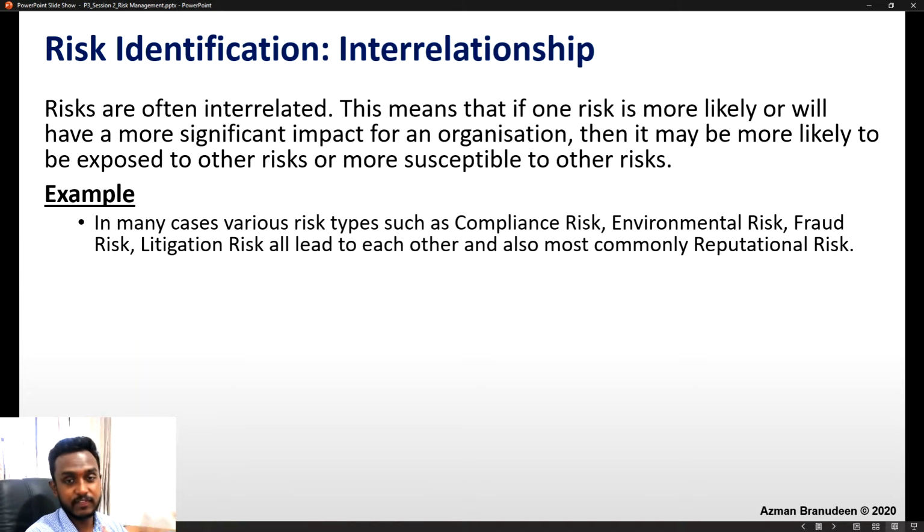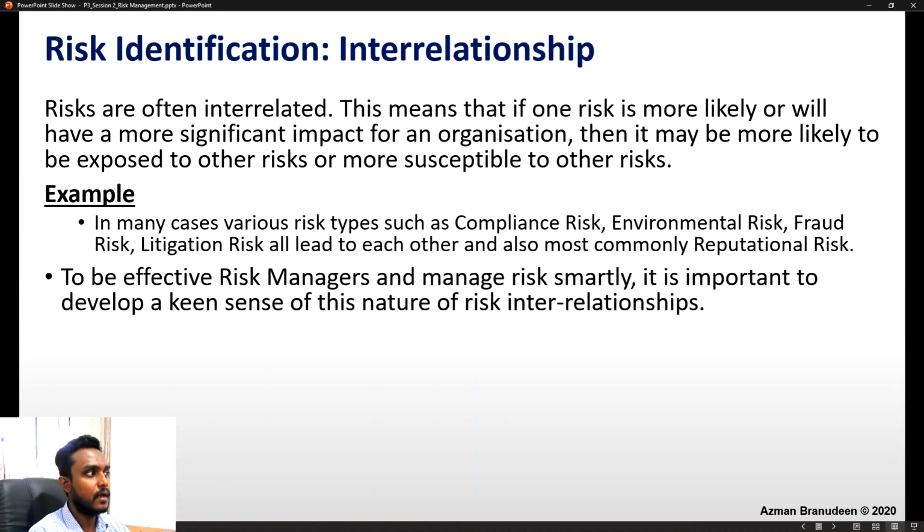So to be effective risk managers and manage risk smartly, it is important to develop a keen sense of the nature of risk interrelationships. That's why it's very important to keep an eye on the kind of feedback and feed-forward loops that these different risks that your business is exposed to create.